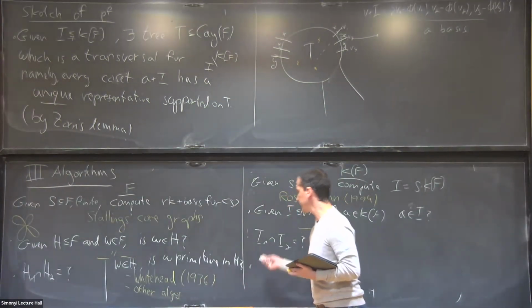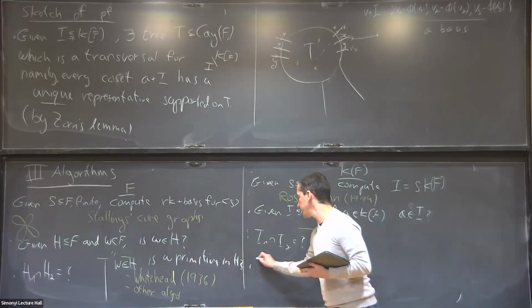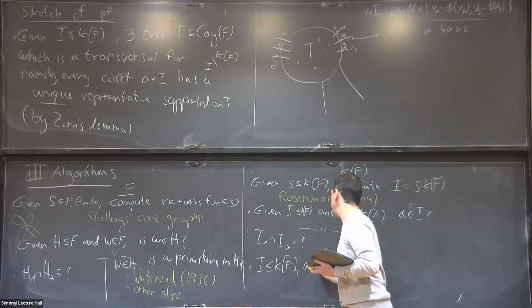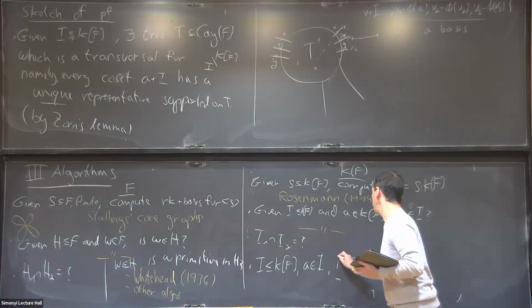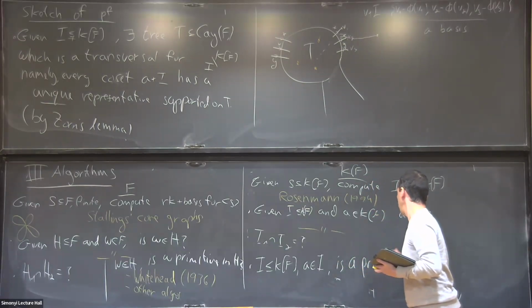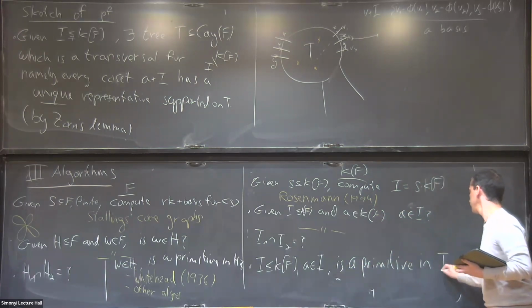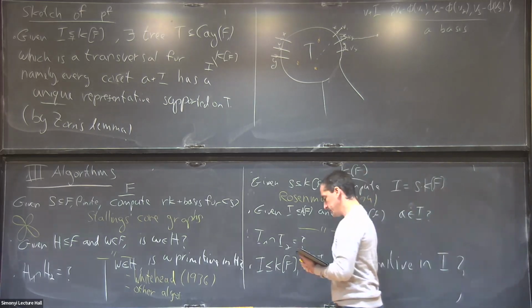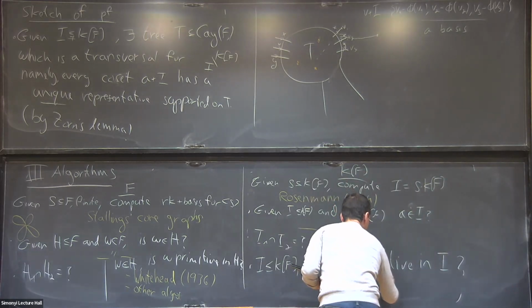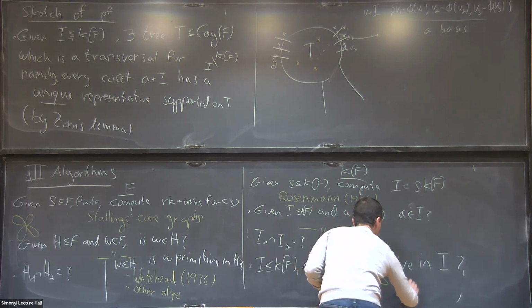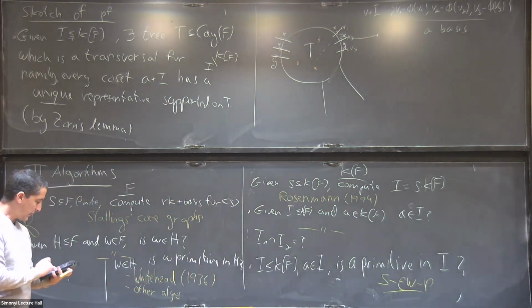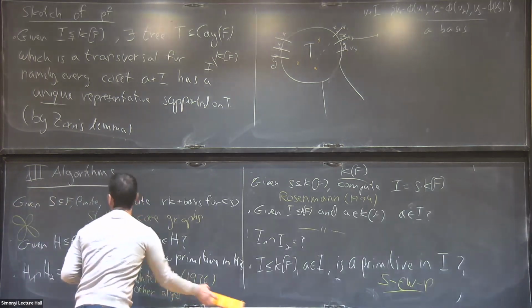And here you can ask the same question. So we are given an ideal and an element in this ideal. And the question is: is A primitive in this ideal? Okay, so what does it mean to be primitive? It means to be part of a basis. And this is the result I wanted to talk about. Okay, so we can solve this problem. And now I'll talk about what we do.